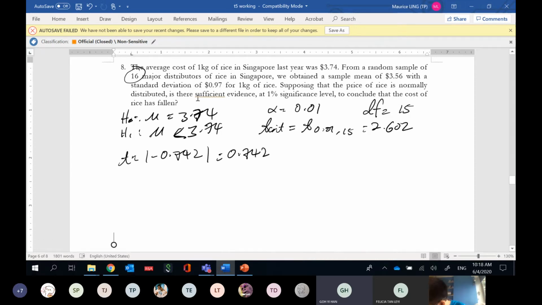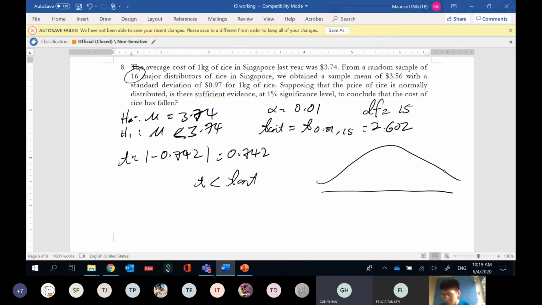Okay, so what is the conclusion then? The conclusion is 0.742 is less than 2.602, so we reject the null hypothesis. No, if it's less, you accept, not reject. Think about it: this is the area where you reject the null hypothesis. The rest of it, this area, is where you accept the null hypothesis.